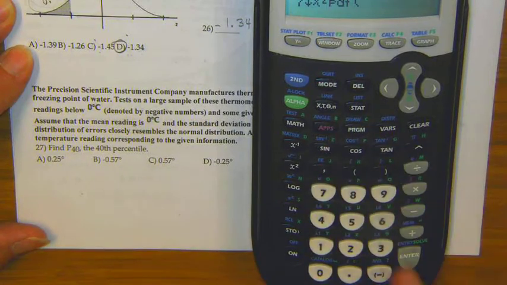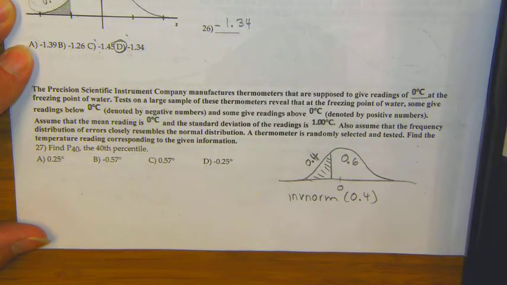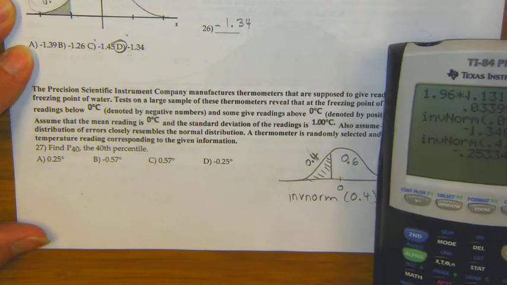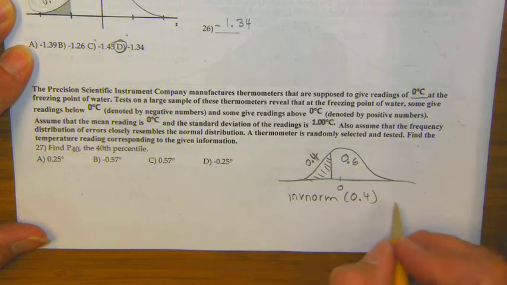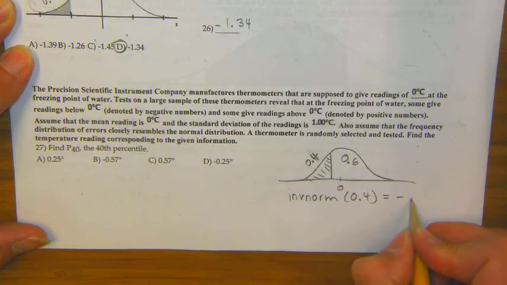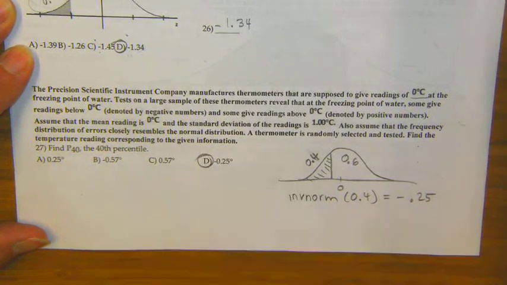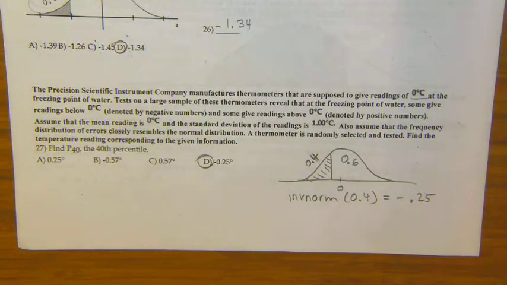So the second bar's inverse norm, an area of 0.4, standard normal distribution, gives us a z-score of negative 0.25, rounded to 2 decimals. And that is answer choice D over here. All right, that is the last question and concludes our review.